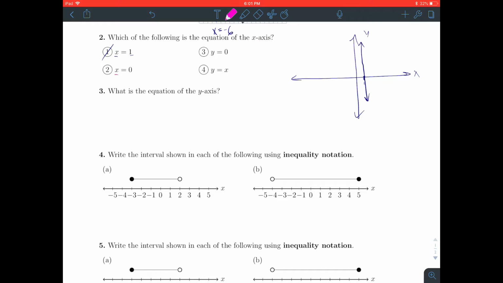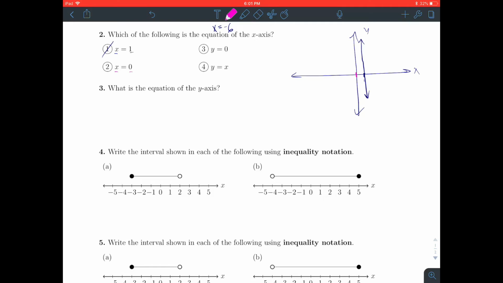Next up, we've got the line that crosses the x-axis at 0. So we go to 0 on the x-axis, and we cross the x-axis at 0. This line is also not the x-axis. So you can see that the pink line we just drew overlaps exactly the y-axis. So this pink line, x equals 0, is the y-axis.